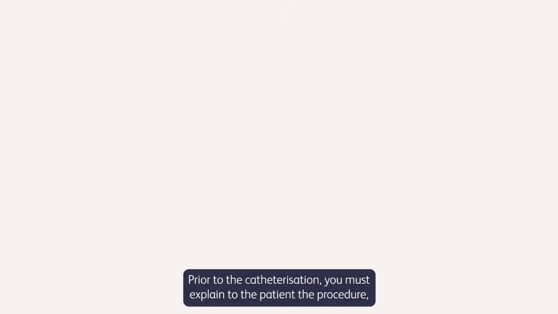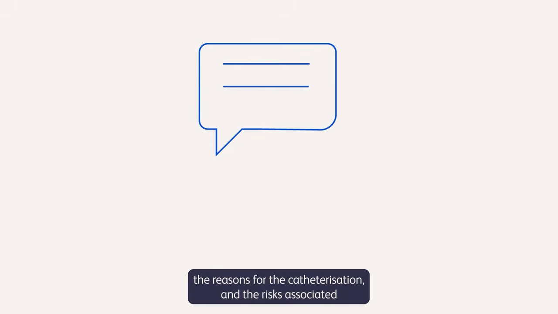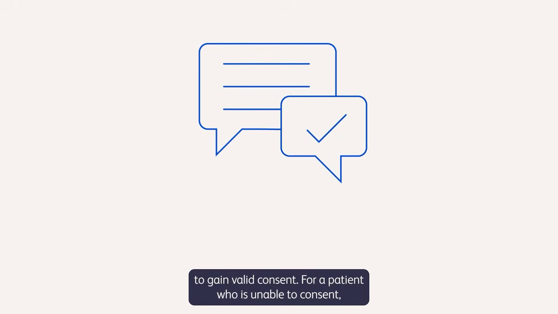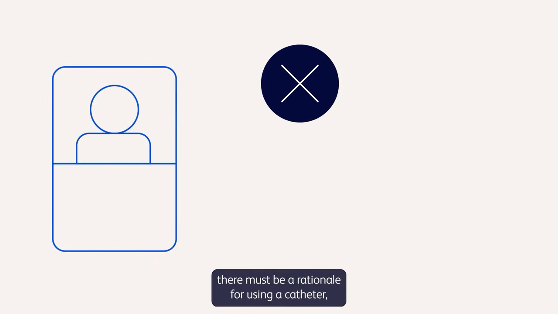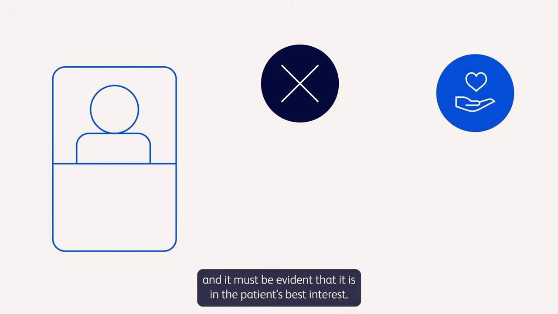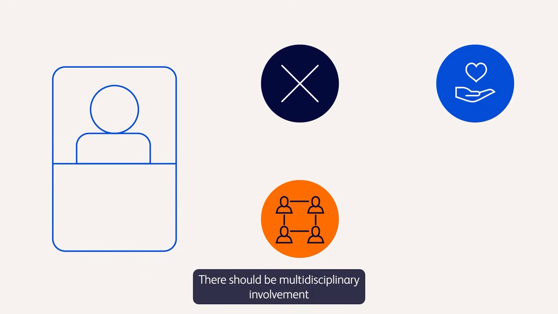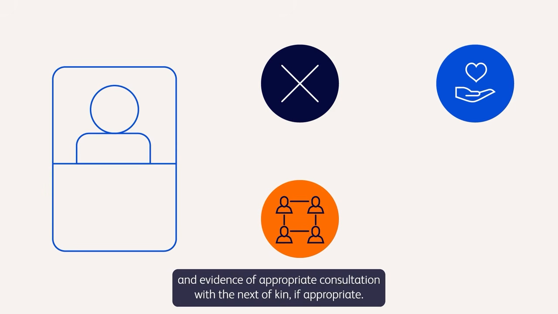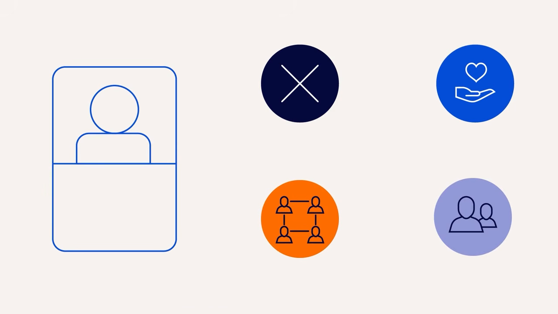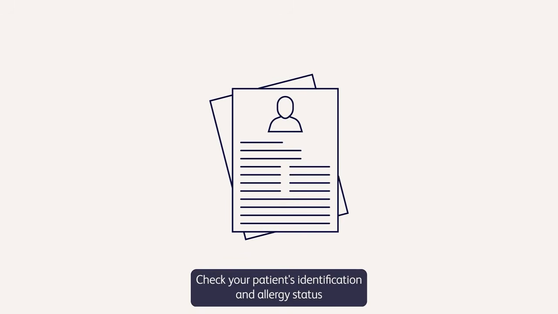Prior to the catheterization, you must explain to the patient the procedure, the reasons for the catheterization, and the risks associated to gain valid consent. For a patient who is unable to consent, there must be a rationale for using a catheter, and it must be evident that it is in the patient's best interest. There should be multidisciplinary involvement and evidence of appropriate consultation with the next of kin if appropriate. Check your patient's identification and allergy status and offer your patient a chaperone as per your local policy.